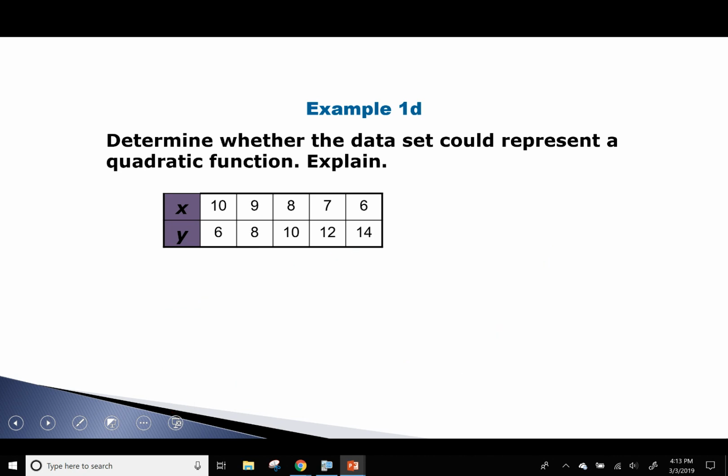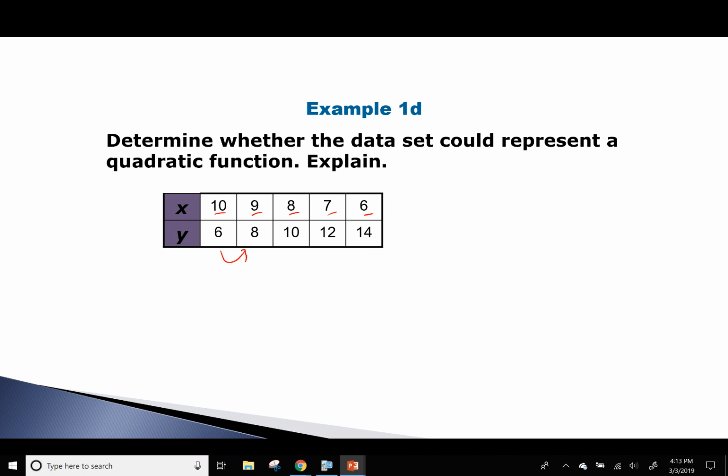And then one more to check. Now look at the x values here. The x values are going down: 10, 9, 8, 7, 6. But that's fine as long as they're spaced apart evenly. All of these are spaced apart by 1, which is fine. As long as they're evenly spaced apart, that's all that matters. But our focus is on y.